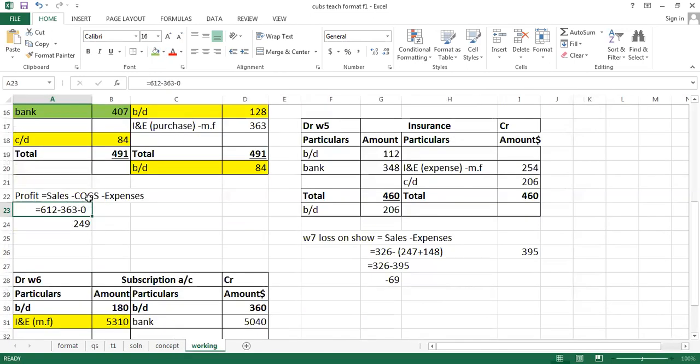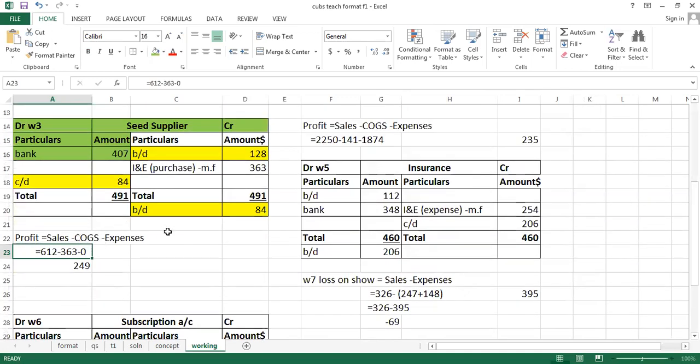612, you can see there, less cost of goods sold. Now the formula of cost of goods sold we know is opening stock plus purchase plus carriage inward minus closing stock. But in the question, there is no information regarding opening stock, carriage inward, or closing stock. So all are zero, we can assume. So we only have purchase value. Purchase itself becomes the cost of goods sold, that is 363. So we are placing COGS as 363.